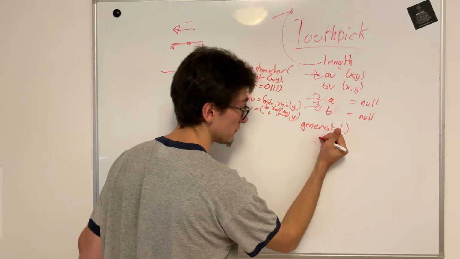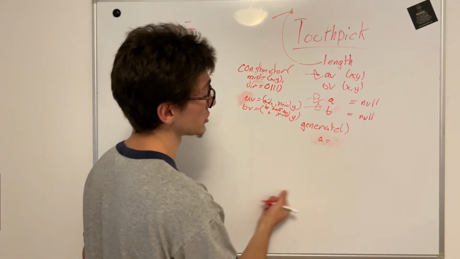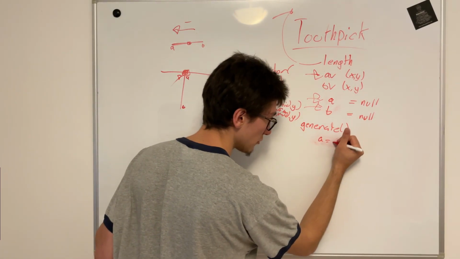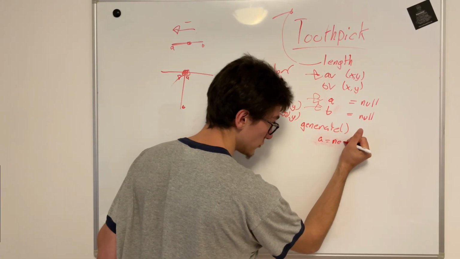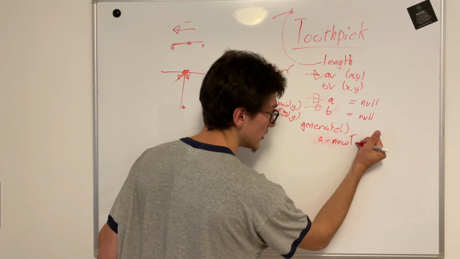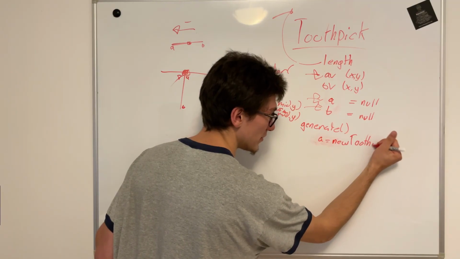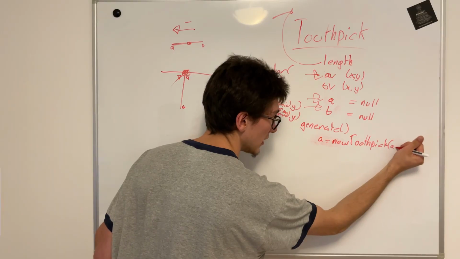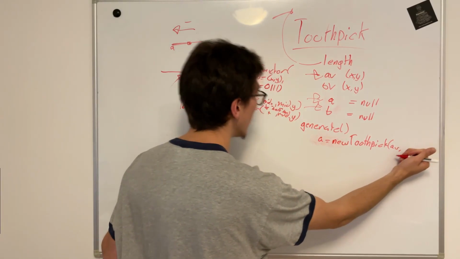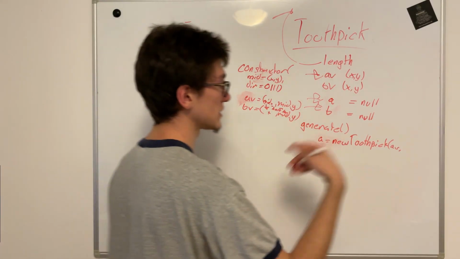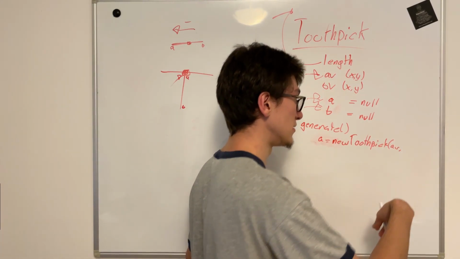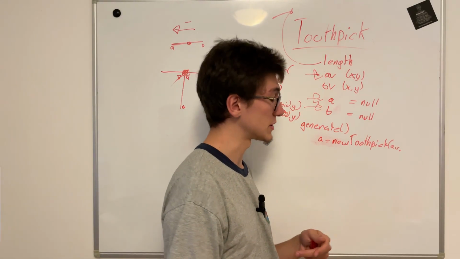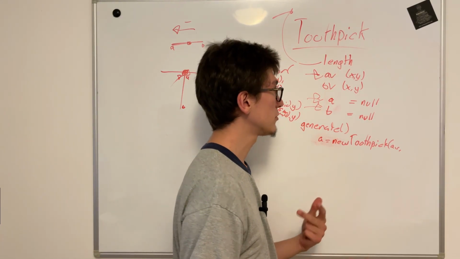So when we call generate, we can just say A equals a new toothpick, sorry, toothpick, passing it our current AV with the direction. And the direction, we basically need to pass it the direction that we are not currently having, right? The other direction, basically. So we could do something simpler, right?